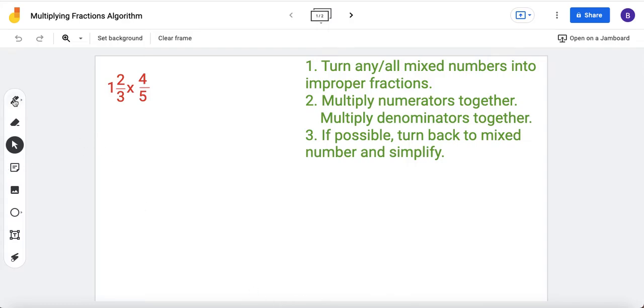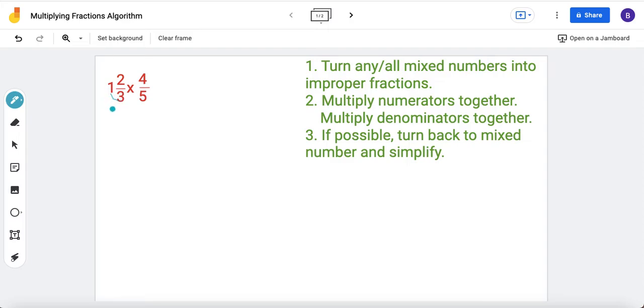Alright, for multiplying mixed numbers and fractions, our first step is to turn any and all mixed numbers into improper fractions. So this first step and the third step are possible steps that you may or may not have to do for a problem. If we are looking at this example, our first part is a mixed number. So we are going to turn this into an improper fraction.